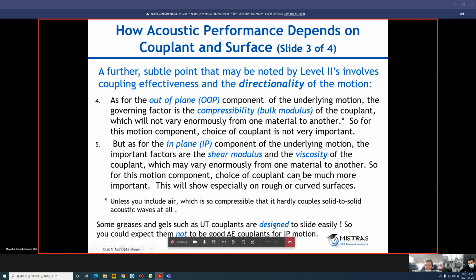So what I'm trying to say with this is that depending on the type of motion that you are trying to detect, sometimes you have to use very specific couplings for this. And unless you include air, which is so compressible that it hardly couples solid to solid acoustic waves at all. In practicality, some greases and gels such as UT couplings are designed to slide easily, so you could expect them not to be a good acoustic emission coupler for in-plane motion.